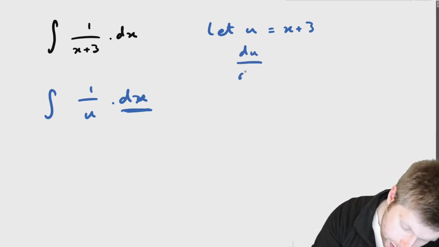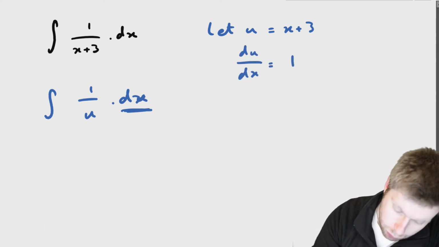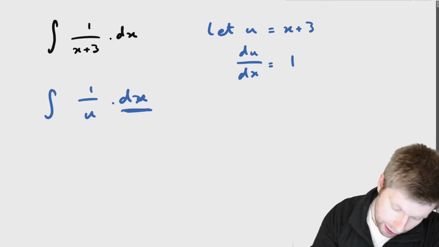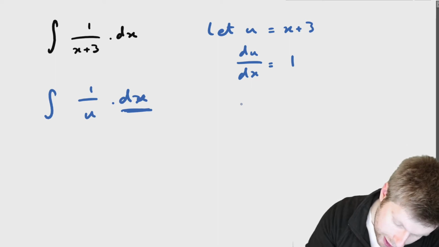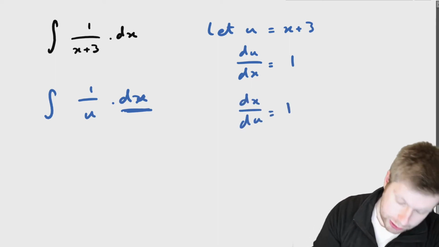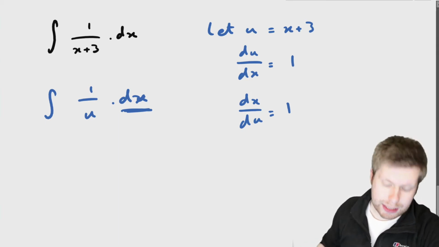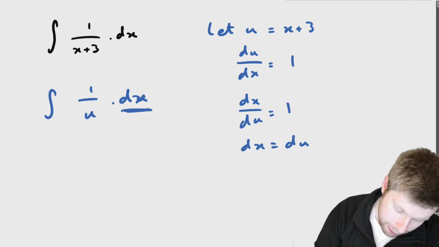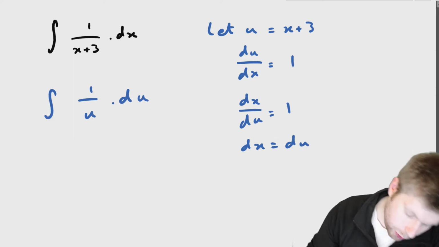So I'll find du by dx, which is just equal to 1. Okay, that's what happens if I differentiate the function with respect to x, which means that if I want to find dx, just do a little bit of replacement, I can say that dx by du is equal to still 1 over 1. Okay, so just flip it upside down, which means that dx must be equal to du. Okay, so that means that I can replace that with du.